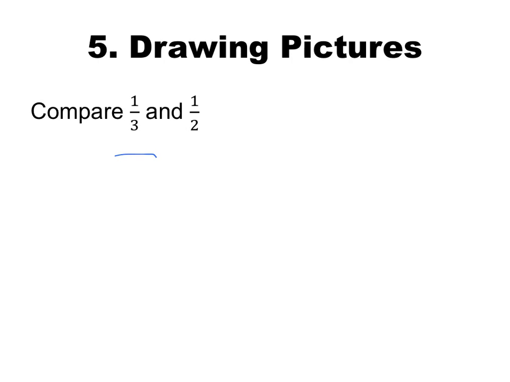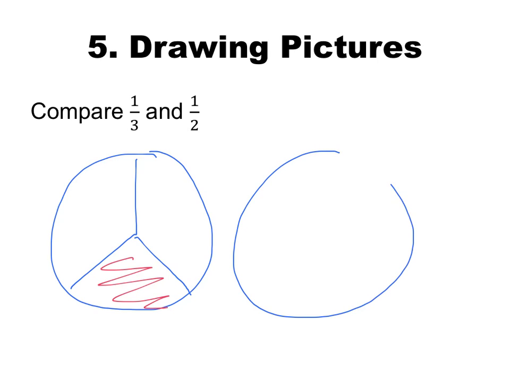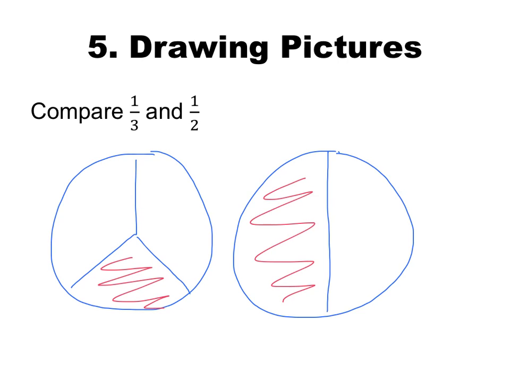So 1/3, what does that mean? Well, let's take a whole here, like a whole pie. 1/3 means I'm going to divide that pie into 3 pieces, and then I'm going to select one of those pieces. So there's a picture of the fraction 1/3. Now 1/2, what does that mean? Well, let's take the same pie, the same size pie. We're going to divide that up into 2 pieces, and we're going to select one of those pieces. And so now we can just compare these shaded regions. Obviously this shaded region is a lot bigger than this shaded region, and so that tells us that 1/2 is bigger than 1/3. So there's how we can draw pictures to compare those two fractions.